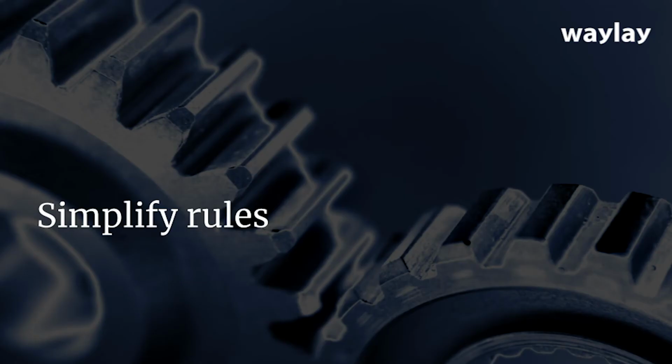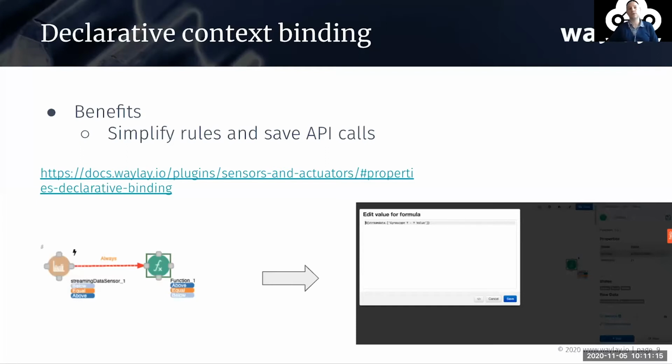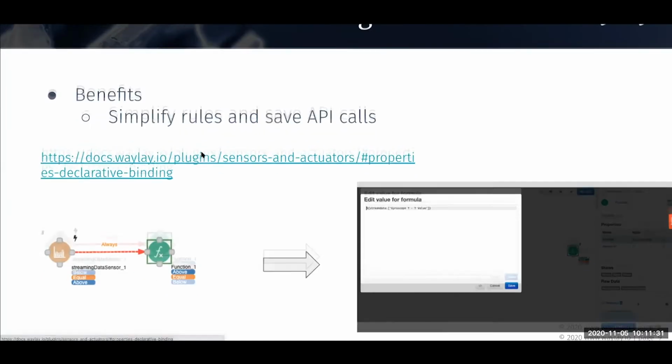Okay. So let's get back to our presentation here. The next subject that I wanted to talk about is the simplification of the rules. So we provide a few new capabilities to simplify your rules. What does that mean? Well, first and foremost, we have the concept of declarative context binding. There's quite a bit of documentation on this link here.